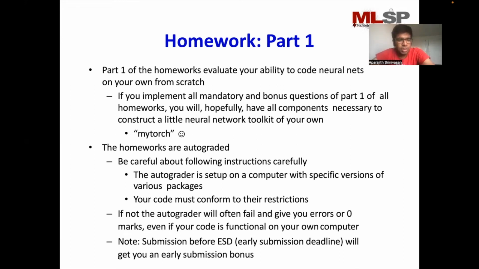So these homeworks are auto-graded, so please read the instructions carefully. The auto-grader is set up on a computer with specific versions of various packages. Your code should definitely adhere to those restrictions. If not, you will get 0 marks, even if it runs perfectly on your computer. So we'll provide you a requirements text file along with all homework part ones. Make sure that all the packages in your computer are similar to what is there in that file. And you also have an early submission bonus, which means if you submit this homework part one before an early submission deadline, you get some bonus marks.